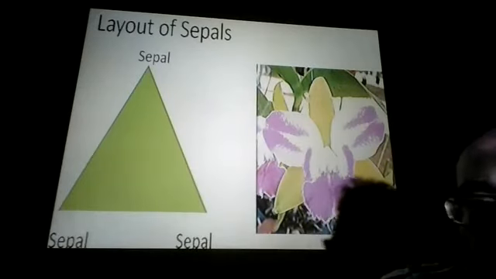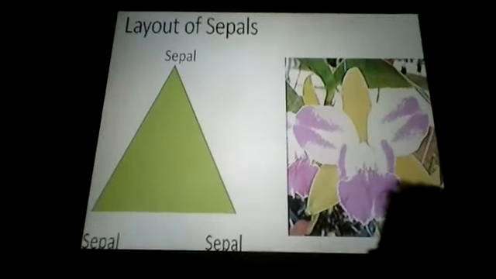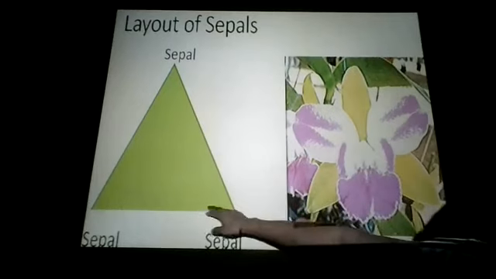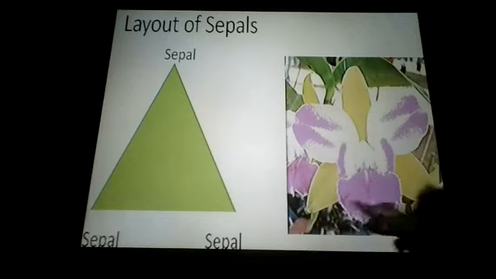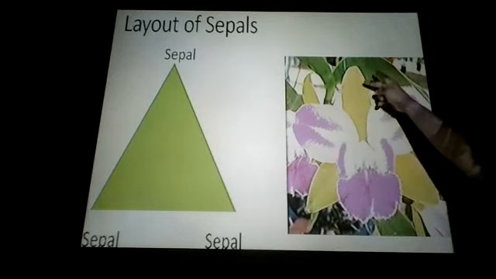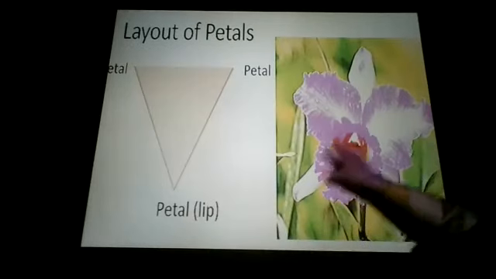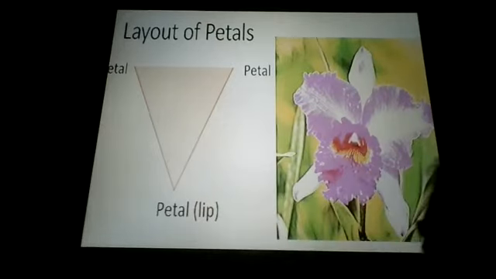Okay, this is the layout. I made it so that you can see this triangle right here. I made it green so that it corresponds with this flower over here. So if you look in the back, it's green too. So the ones in the back are going to be the sepals. And the ones in the front are going to be the petals. So it's petal, petal, and petal.